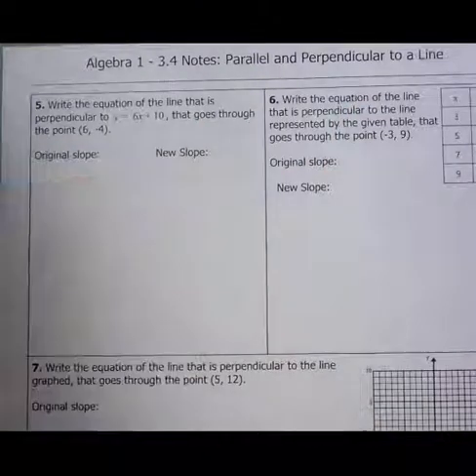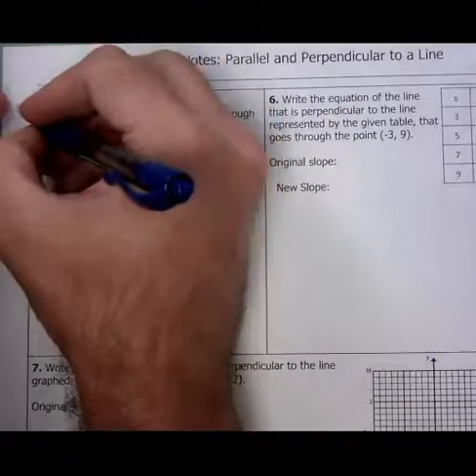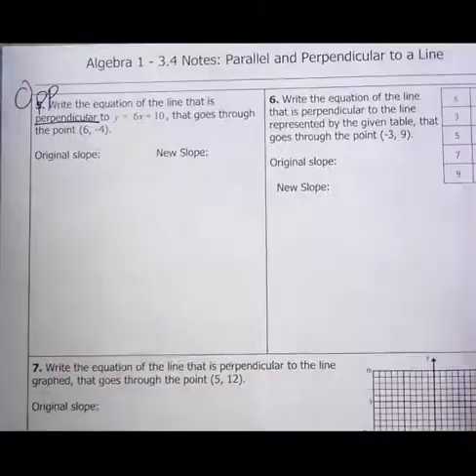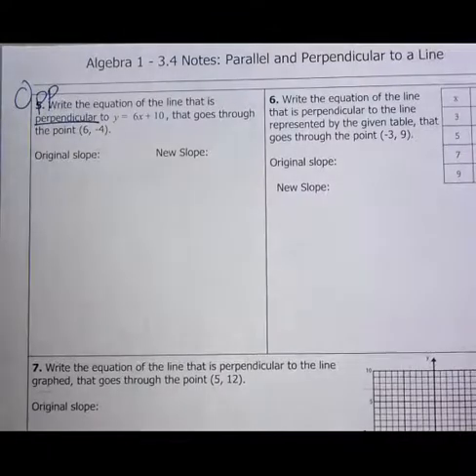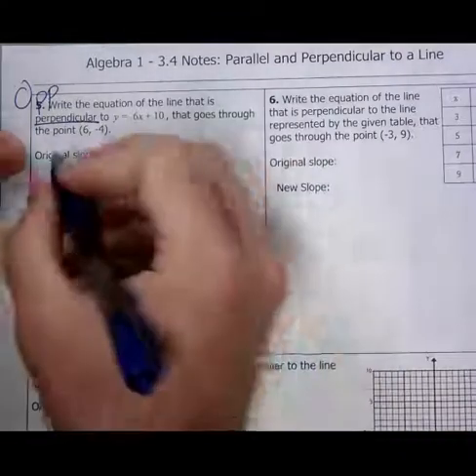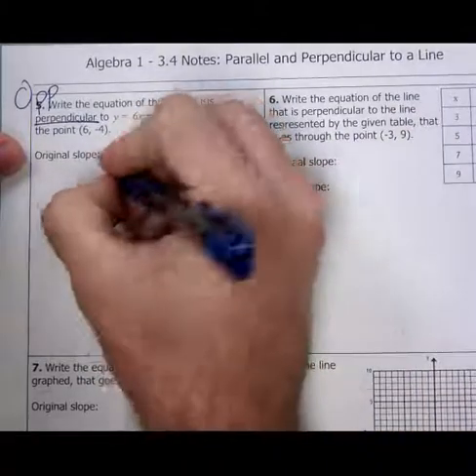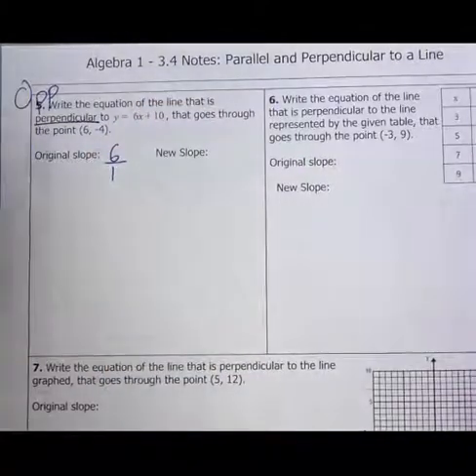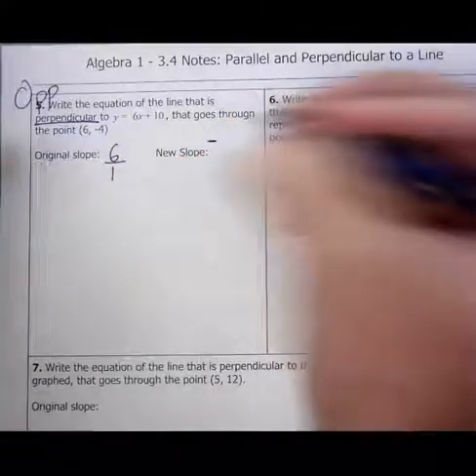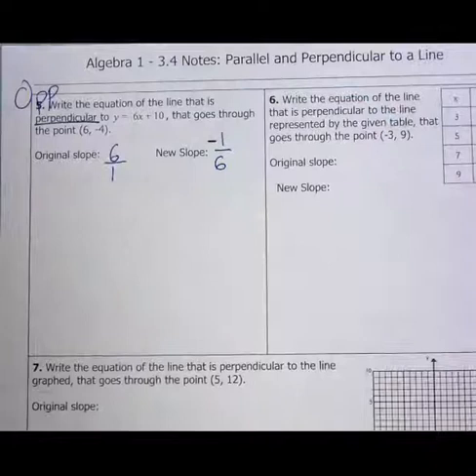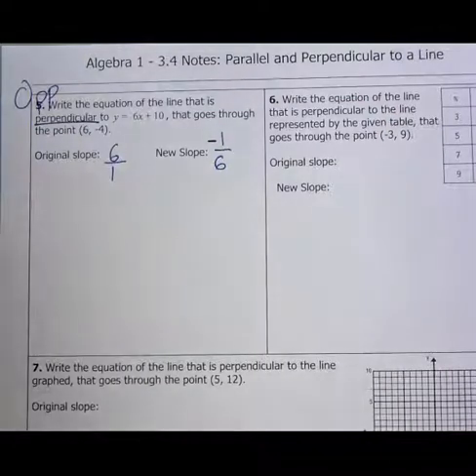Write the equation of a line that is perpendicular. So first off, perpendicular, we're thinking opposite. That goes through the point 6, negative 4. So original slope was 6. We could also think of it as 6 over 1. The new slope needs to be negative because the first slope was positive, and then you need to flip that to give you 1/6.